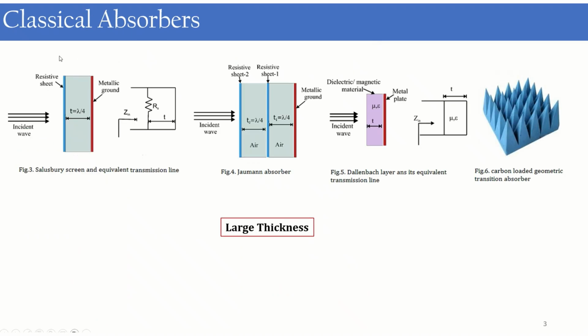These are some of the commonly available classical absorbers: Salisbury screen, Jaumann absorber, Dallenbach layers, and the carbon-loaded geometric transition absorber. We use these absorbers widely in anechoic chambers. In all these absorbers, the thickness of the structure is comparable to a quarter wavelength. That means all these classical absorbers are characterized by large thickness. If you want to know more about these classical absorbers, you can watch our video. I will put the link in the description.